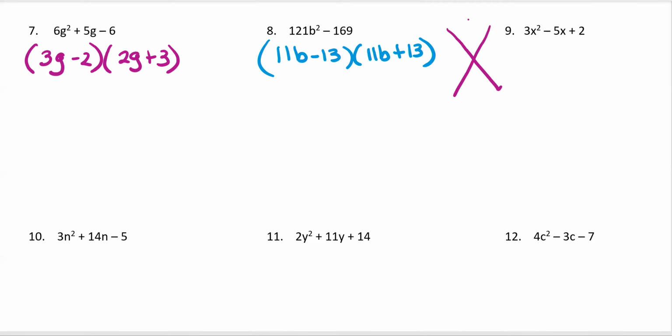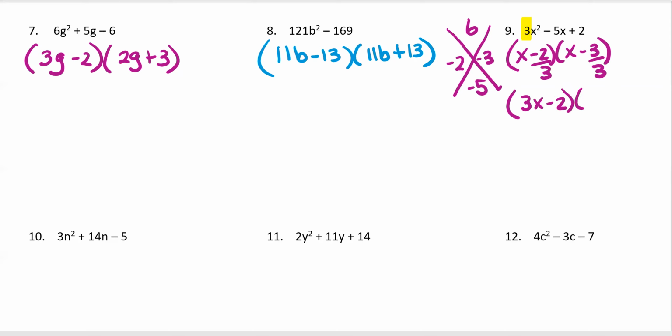The factors of 3 times 2, which are 6. The factors of 6 that add to negative 5. Those factors are negative 2 and negative 3. I'm going to use slide and divide here. So I need to divide by A, which is 3. I'm going to slide the 3 in front of the x for my first factor, and 3 divided by 3 is 1.